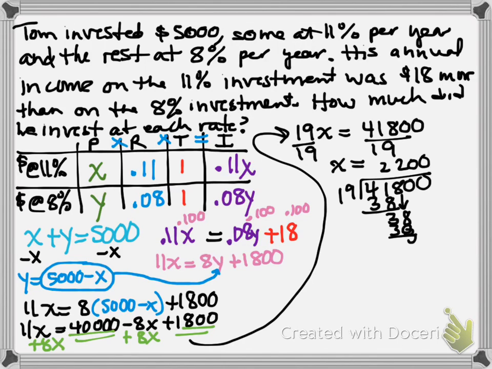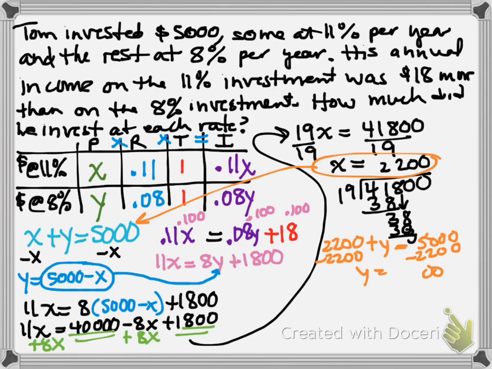Well, x is how much money was invested at 11%. Now I need to figure out what the y is, so I'm going to substitute it in over here. So this gives me the 2,200 plus y equals the 5,000, and then we just subtract 2,200 from both sides. And we get y equals 2,800. This is the worst math I've done in a while. 4 take away 2 is 2.